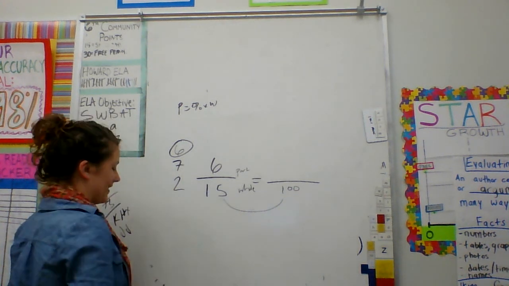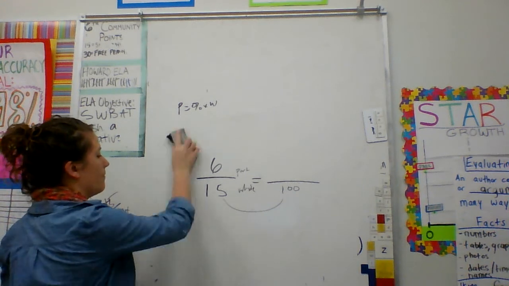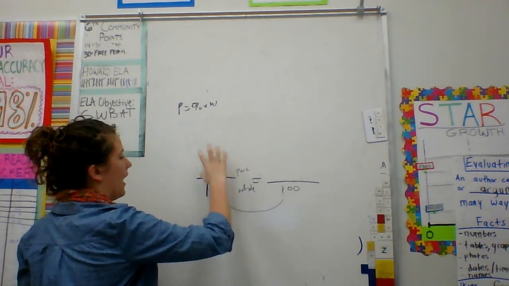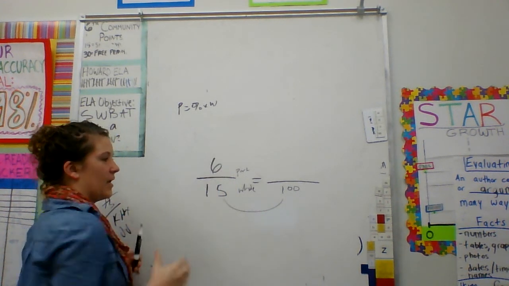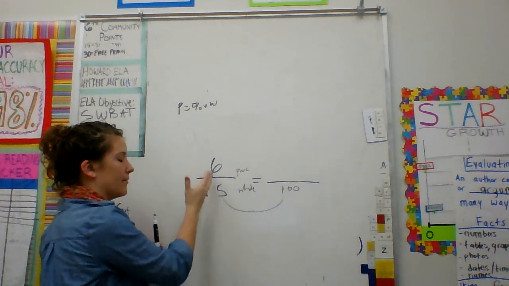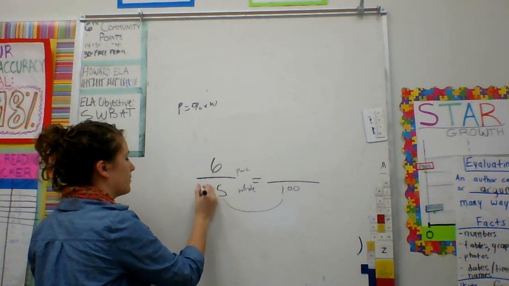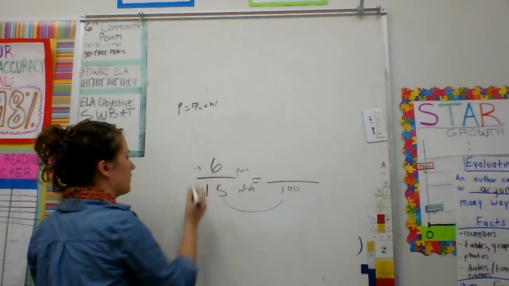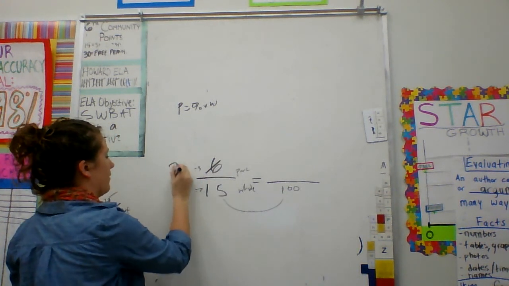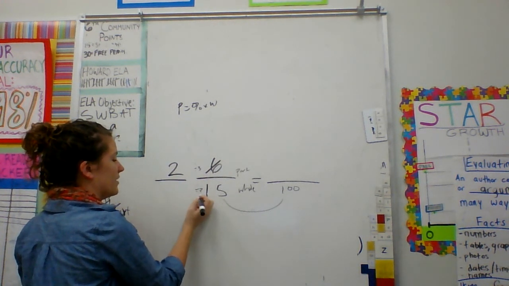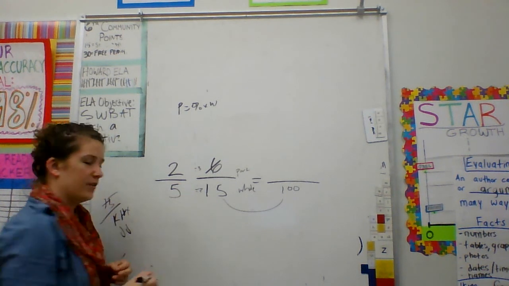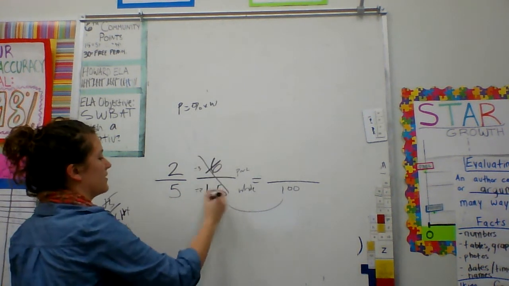So then the next thing I want to try to do, if I can't multiply to get 100, I'm going to reduce this fraction. If I can't multiply, again, I'm going to simplify. I know that both of these are divisible by 3. So I'm going to do that. 6 divided by 3 would give me 2. 15 divided by 3 would give me 5. This is equivalent to 2/5.